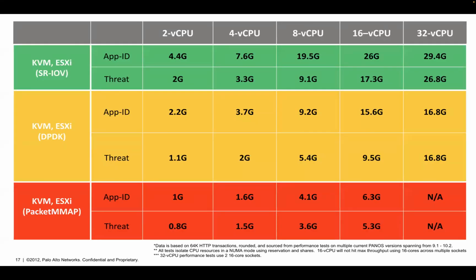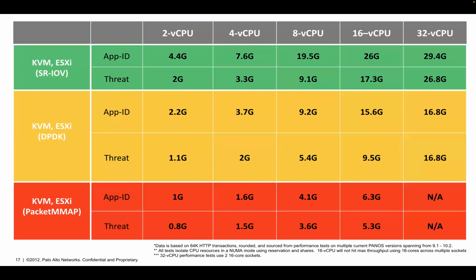And all of this boils down to what we generally care about, which is throughput and compatibility. I'll just warn you, I've compiled this information, and it's all based on 64K HTTP transactions, and I've rounded some of this data, and I've taken this data from different performance tests ranging from PAN-OS 9.1 to 10.2. So keep that in mind. This is meant to be an example of the differences of what you can expect between pure SRIOV versus DPDK versus packet mmap.